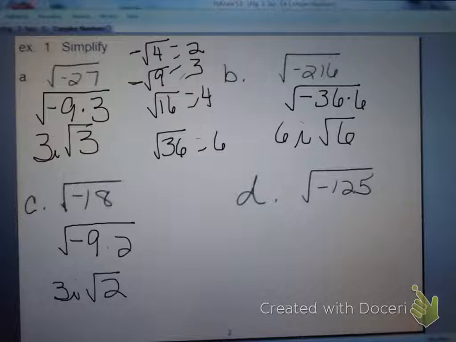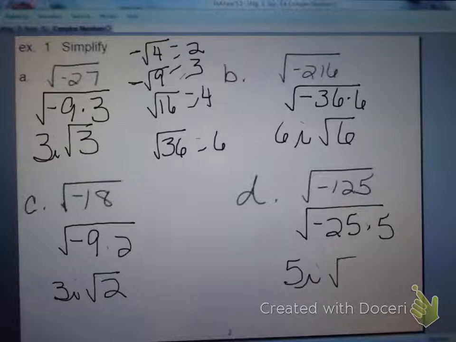Example D, square root of -125. Well, I know that 25 goes into 125 5 times. So I'm going to break that down to -25 times 5. Square root of -25 is 5I. Square root of 5.